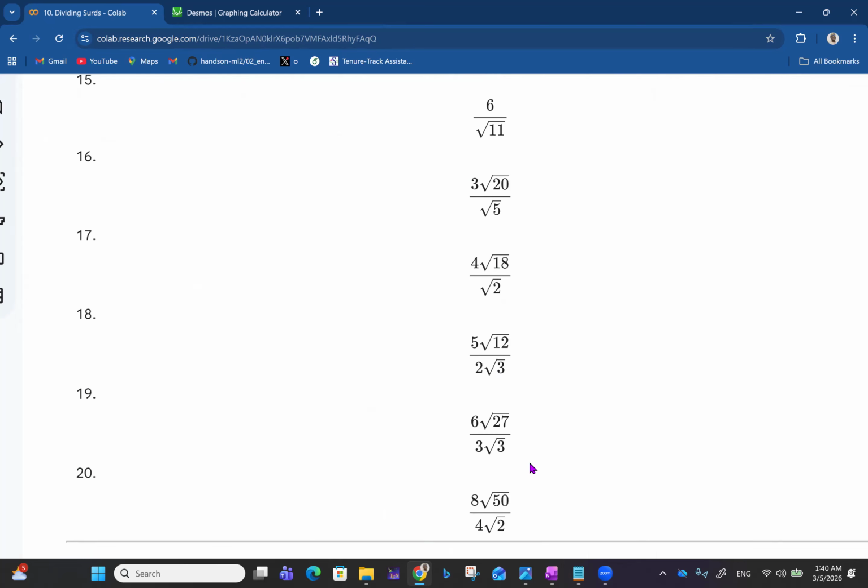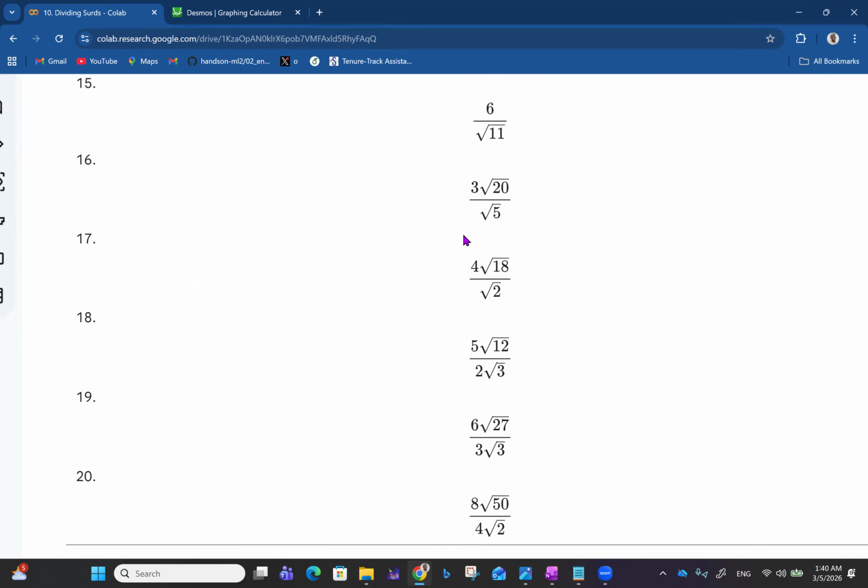And then from 16 to 20 now, things are a bit more serious, but we can still do it like that. So this is 3 root 20. 20 is 4 times 5, so that's 2 root 5. That's 3 times 2, 6. So 6 root 5 over root 5, the answer is 6 there. Then coming down, I'll do 19 and 20 by writing, but these ones, let's just go on for now.